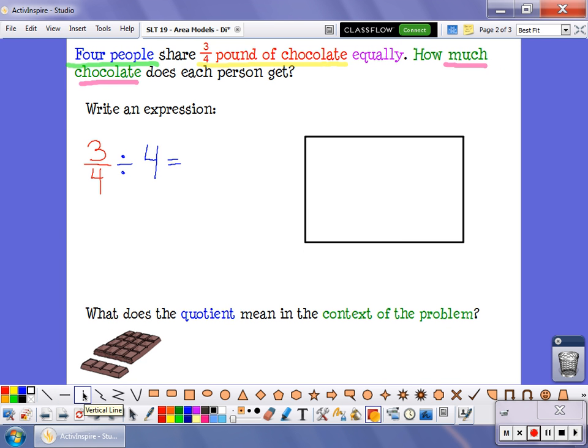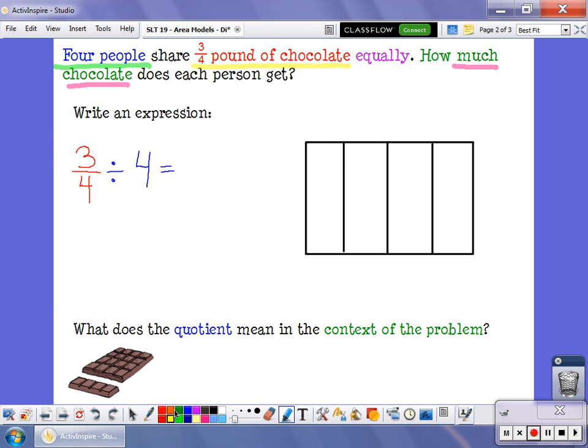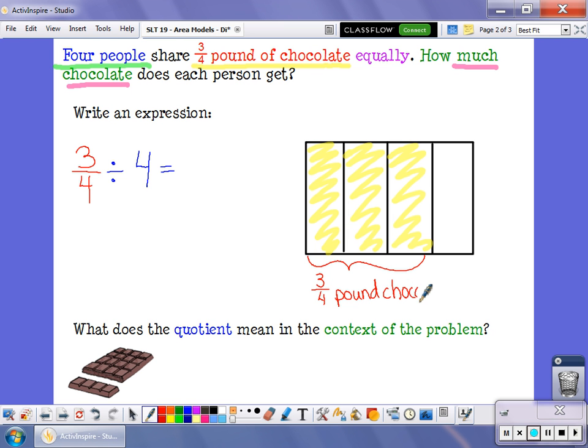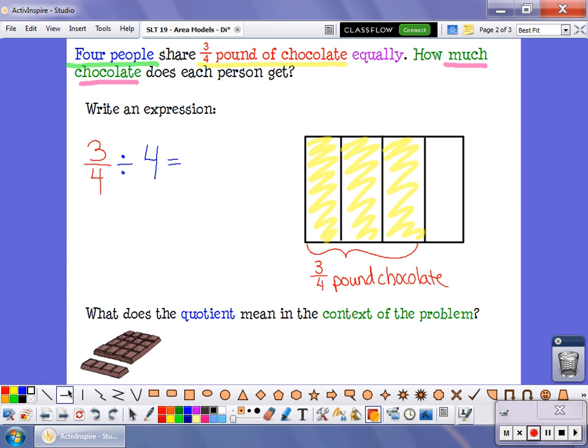So let's start by taking our model and showing the 3/4 of the pound of chocolate that we have to start. So there's 1/4, 2/4, 3/4. Now, this part here is already gone. That's already been eaten. Right now, all we have is 3/4 of a pound of chocolate. And we want to take this 3/4 of a pound of chocolate and split it evenly between 4 people. So I'm going to draw lines going the other way to represent my 4 people.